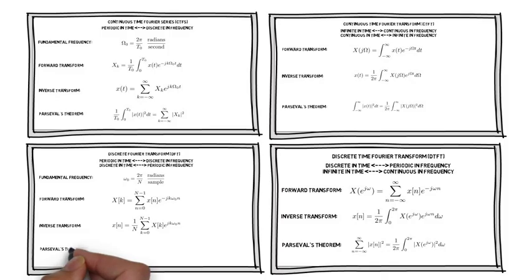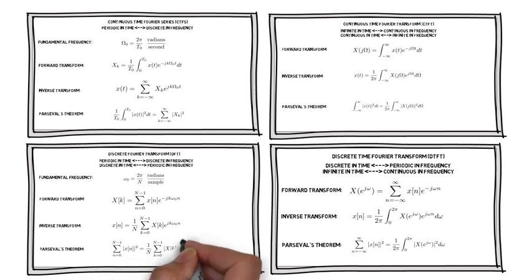Parseval's theorem here, well, this is a Fourier transform rather than a Fourier series, so we'll compute the energy rather than the power. But the energy is only over a finite length. It's the sum from little n equals 0 to N minus 1 of the magnitude of x of n squared, and that's equal to the total energy in the frequency domain.